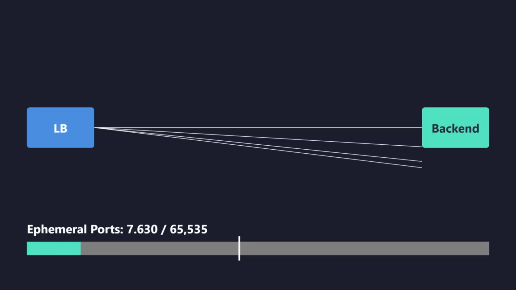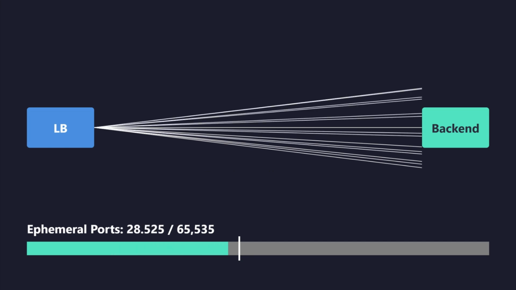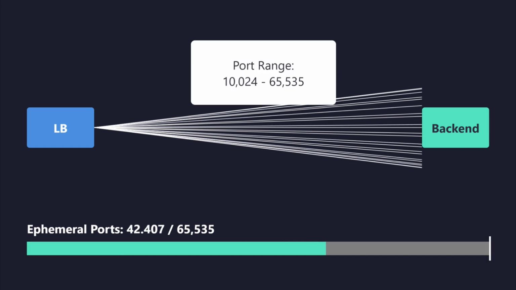Port exhaustion occurs when a load balancer tries to open more than 65,000 connections to a single backend. The local port range is often restricted to 30,000. Edit the Internet Protocol local port range parameter to use the full range from 10,024 to 65,000.